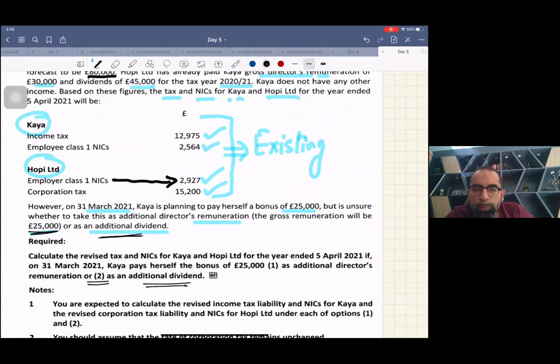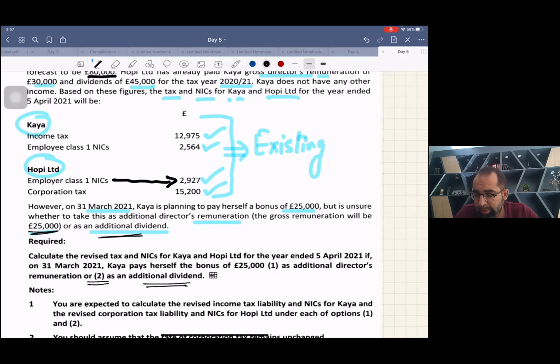From the company's point of view, if the company is paying this additional 25,000 as a dividend, dividend is not an allowed expense at all. So no more changes from the company's side. The company's corporation tax will remain the same. And no more changes in class 1 employer NIC, because for this dividend there is no class 1 employer or class 1 employee NIC. So no more changes in NICs.